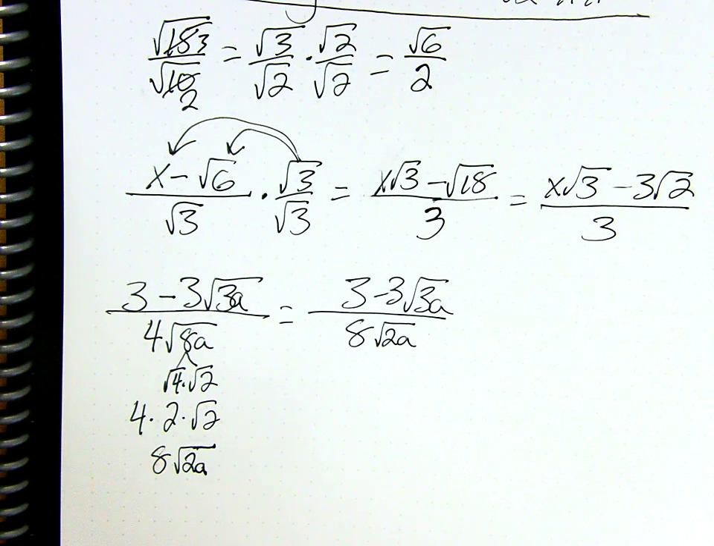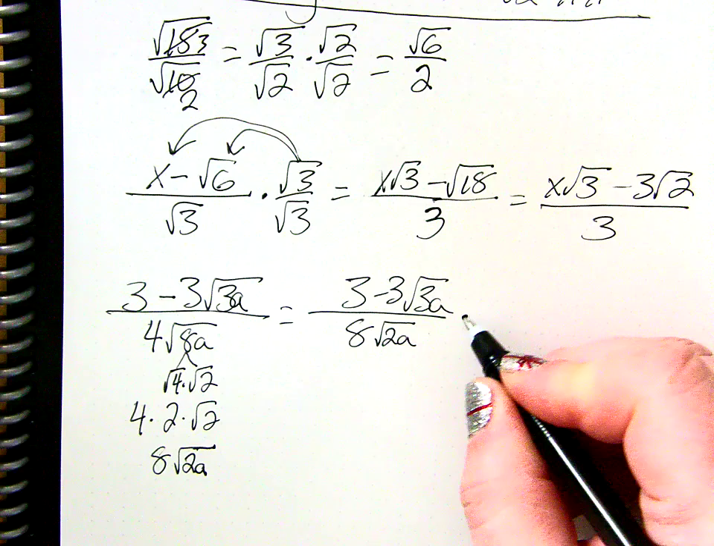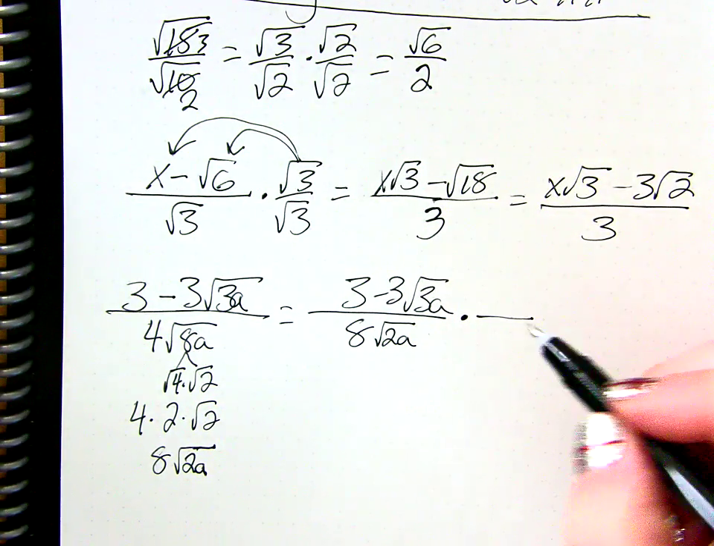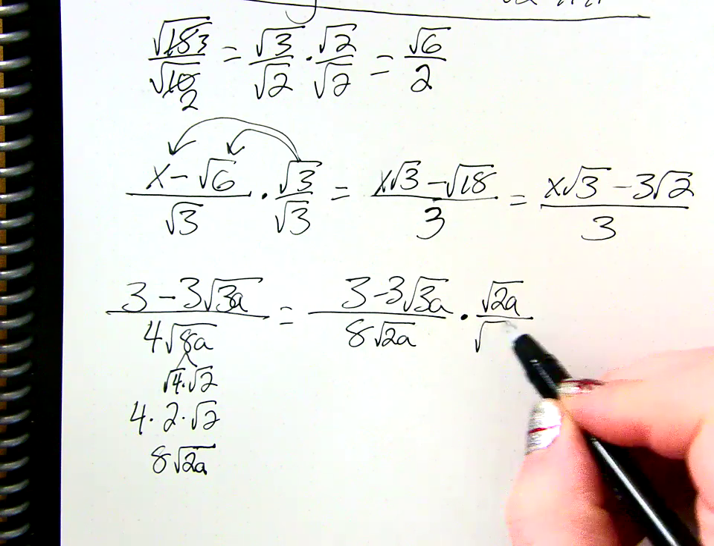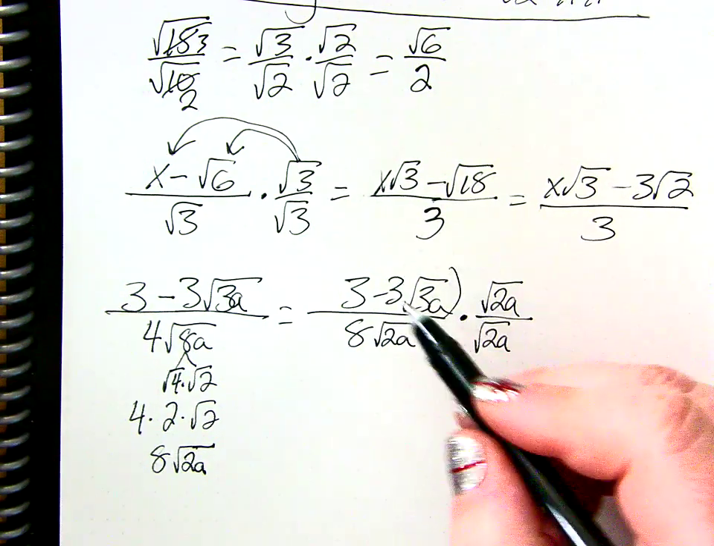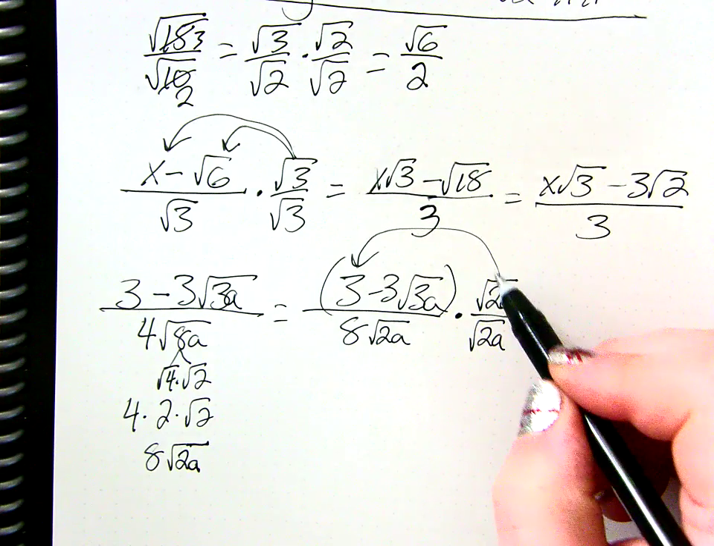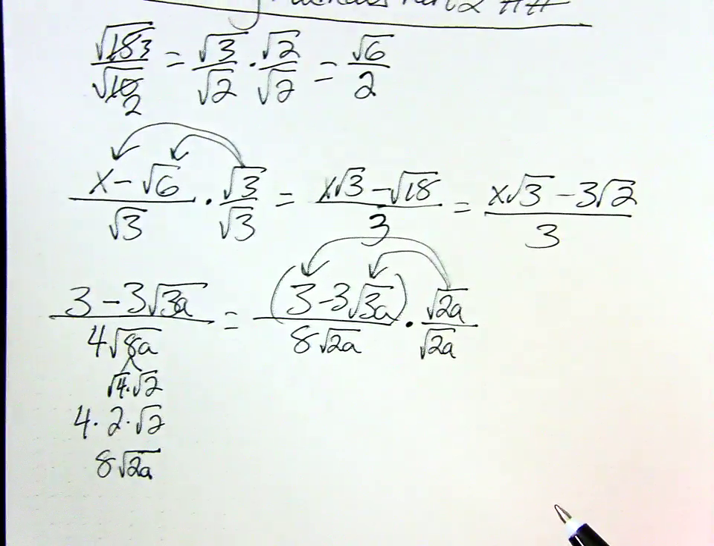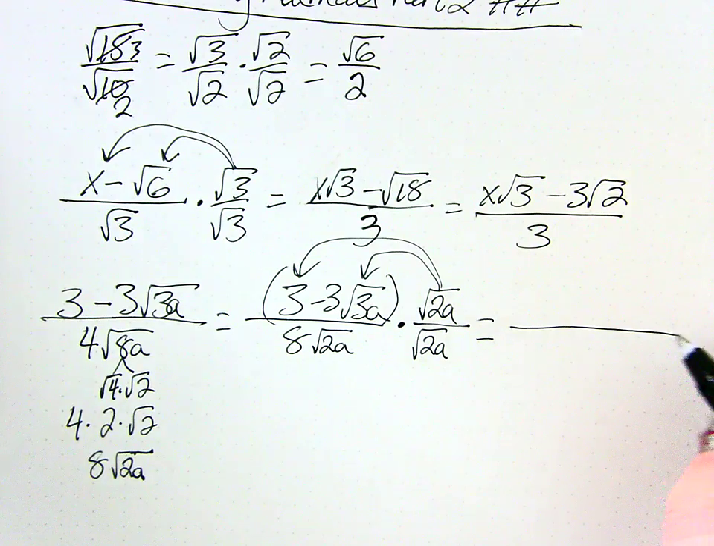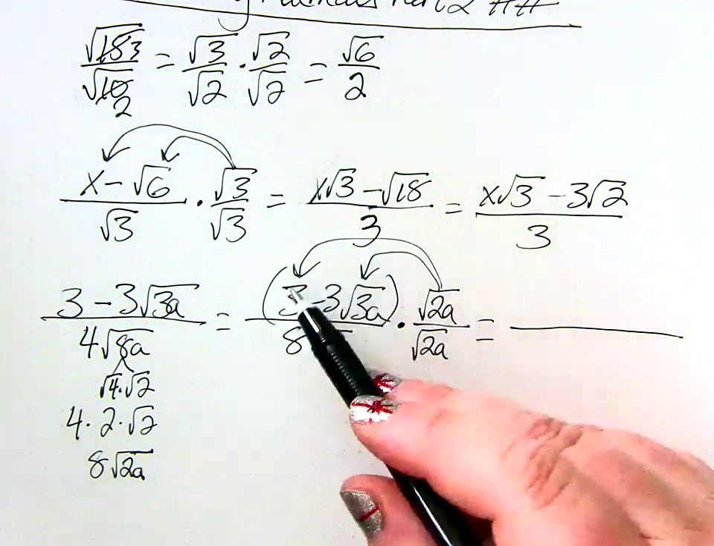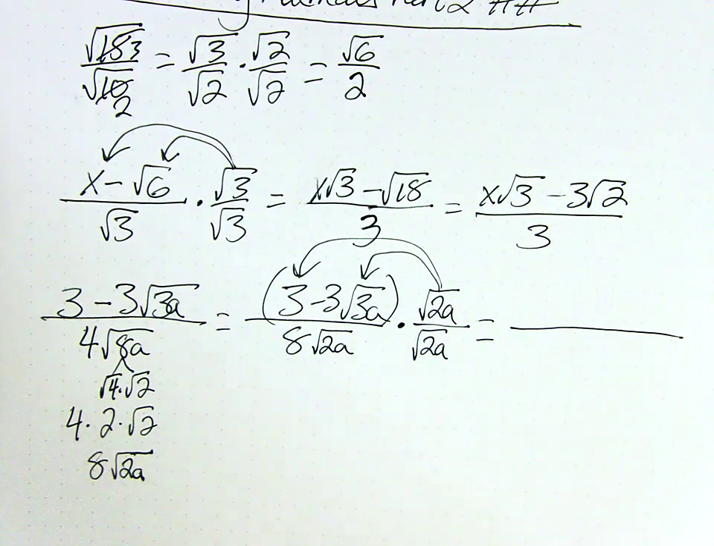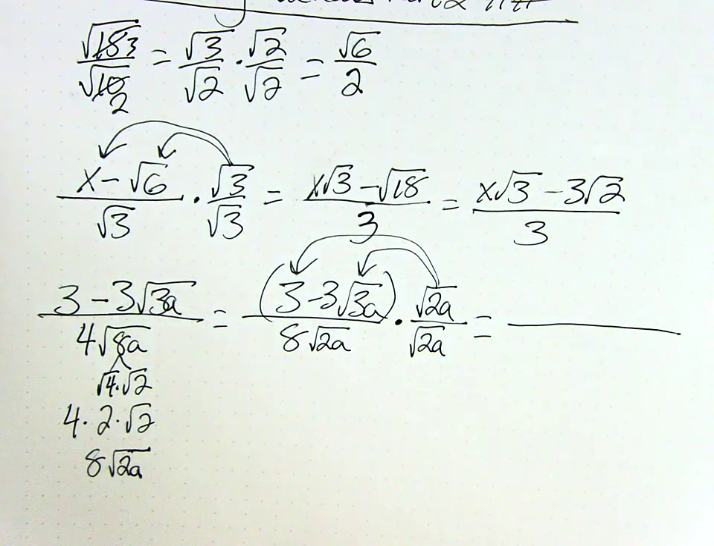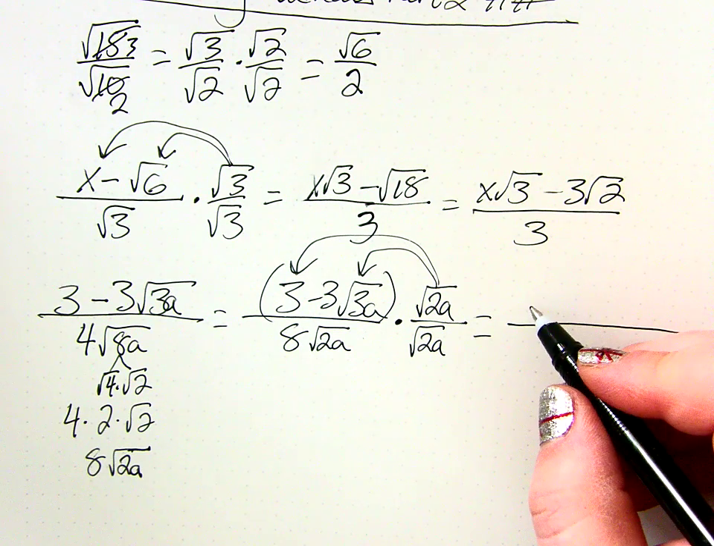Is everybody okay so far? Did I lose anybody? So now I just got to get rid of the square root in the denominator. So what would I multiply by? Square root of 2a over square root of 2a. And again, this is a binomial, so I'm going to have to distribute to both. So go ahead and write what you think you get as a new numerator when you distribute the square root of 2a to both of those. When you're done, you can look up at the screen and see if we got the same thing.